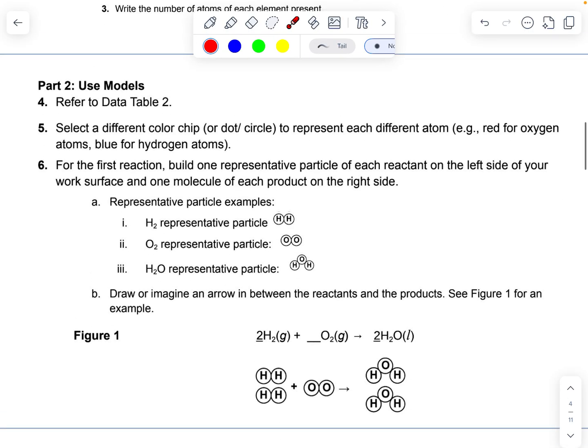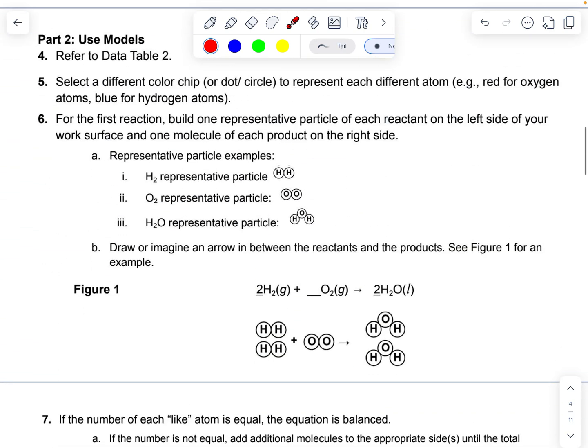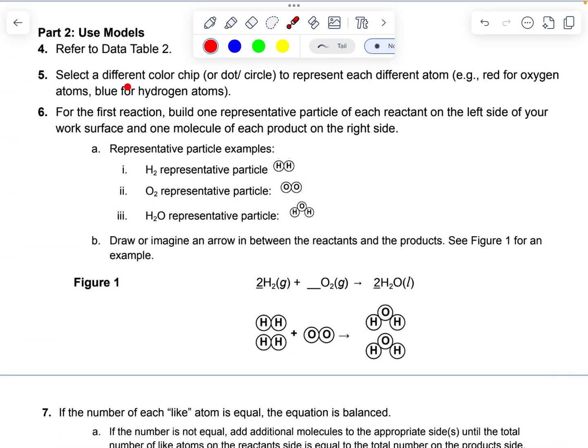All right, so for this next part, we are going to model chemical reactions. So when we have chemicals interacting with each other, or reacting. And so there's that data table 2, which I have on the next page. And it says select different colored chips. We're going to just do different dots or circles to represent each different atom. And then for the first reaction, build one representative particle of each reactant on the left side of your work surface and one molecule of each product on the right side. So we're just starting with one of each.